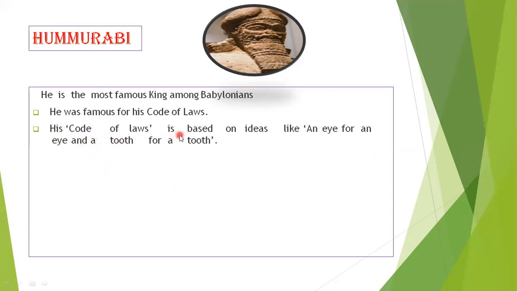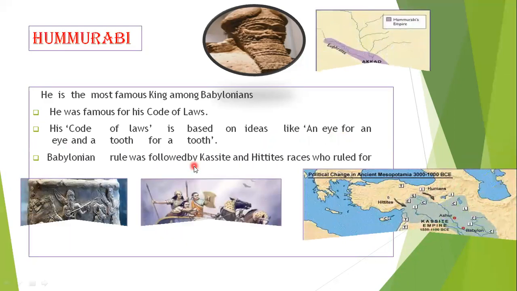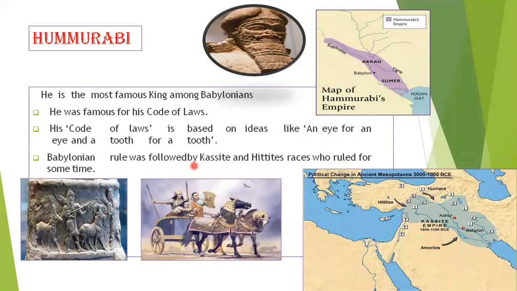His code of law is based on punishment. For example, an eye for an eye and a tooth for a tooth. If you hurt someone like that, severe punishment will be given in the kingdom. Babylonian rule was followed by the Kassites and Hittites, who ruled for some time. After Hammurabi, the Kassites and Hittites ruled Babylonia for some time.